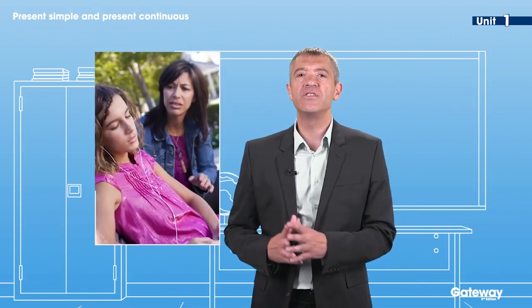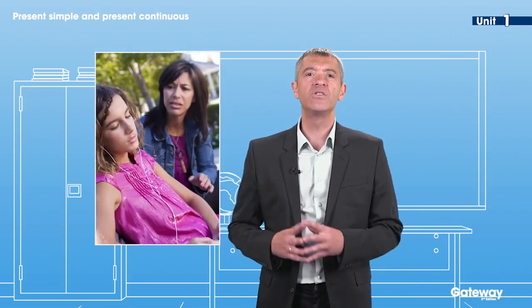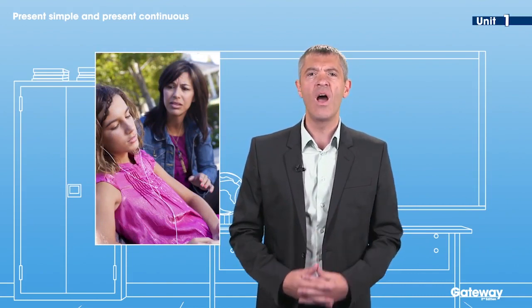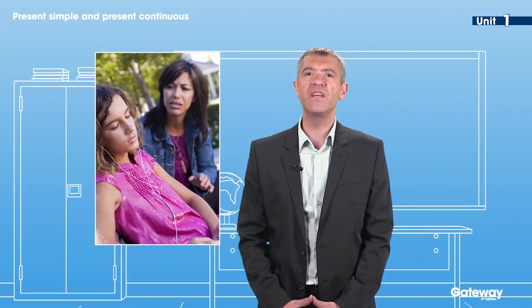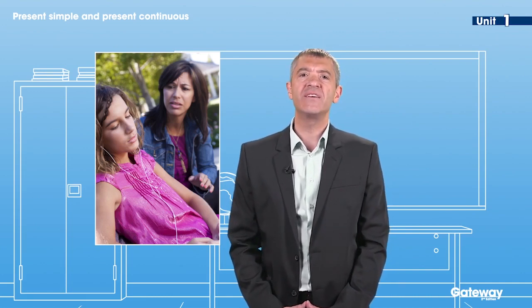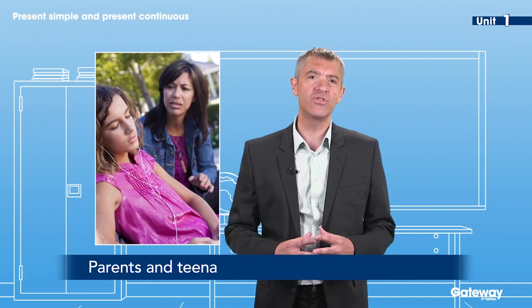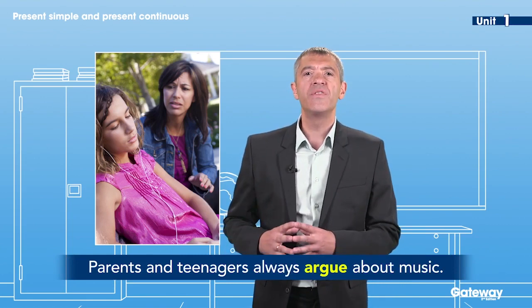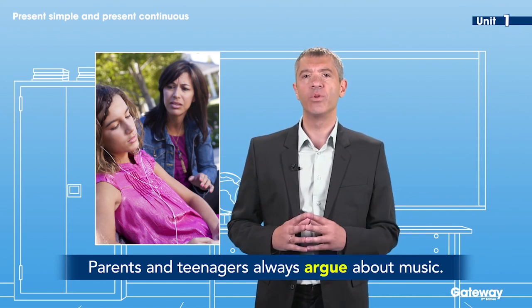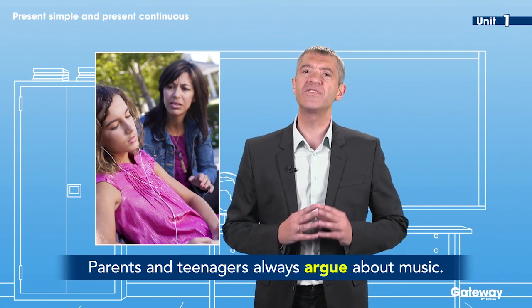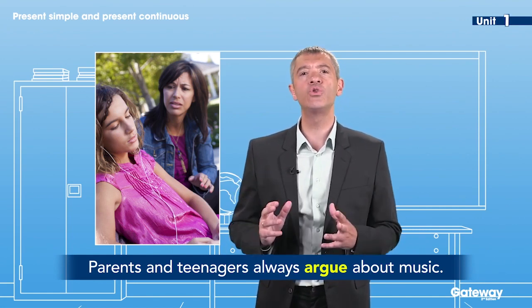In the reading text in Unit 1 of your student's book, Zoe is having a lot of arguments with her parents. Arguments between parents and teenagers are quite common. One expert says, "Parents and teenagers always argue about music." This sentence is in the present simple. Here, we use the present simple to talk about something that is always or usually true.